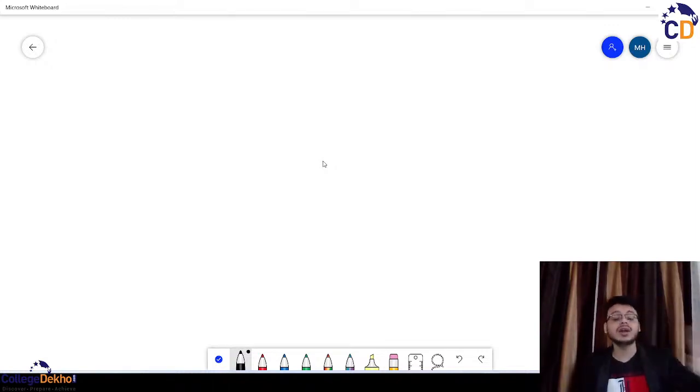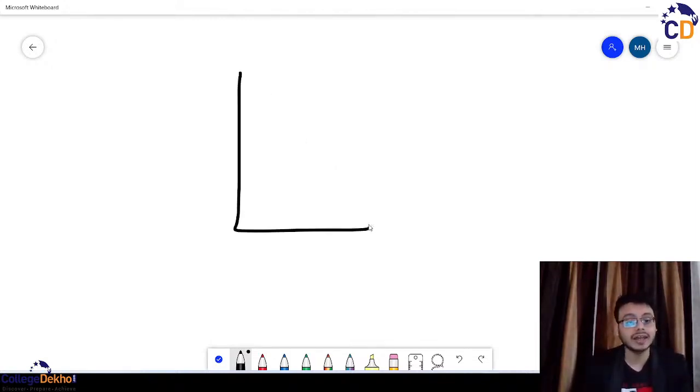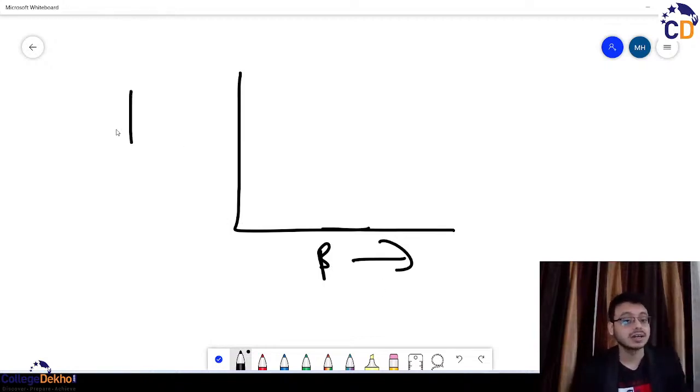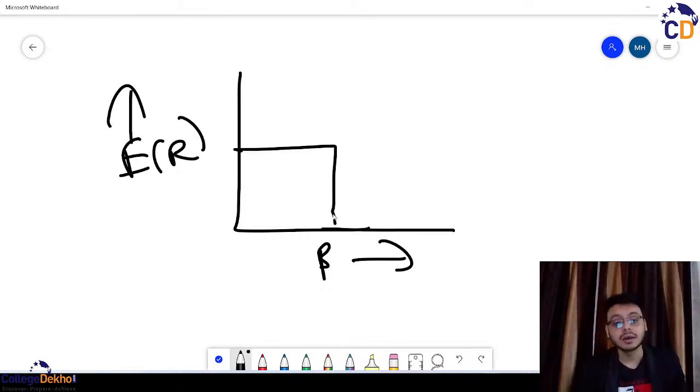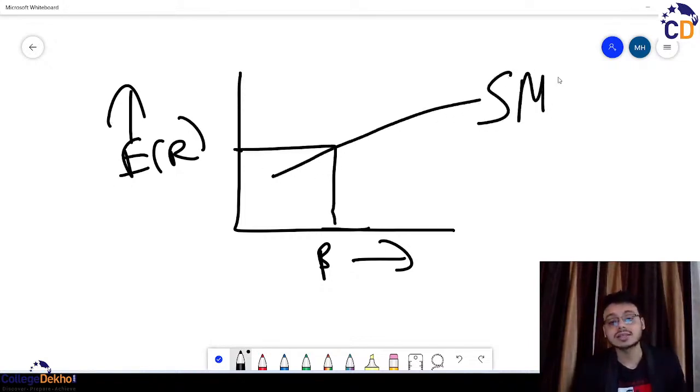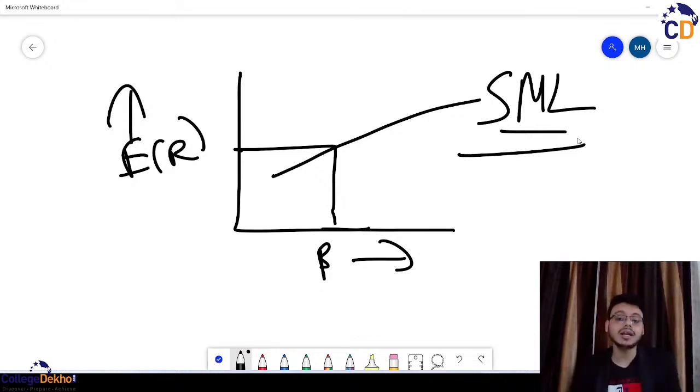Then we also tried to understand the graphical representation of the CAPM model through the security market line. And we made a graph like this. Here we had our beta, which is a measure of systematic risk or non-diversifiable risk. And here on the y-axis, we had the expected return. And this basically was our SML line, the security market line. And the security market line is no different from the CAPM model. People call the CAPM model different from the SML, but the security market line is the same as the CAPM model.